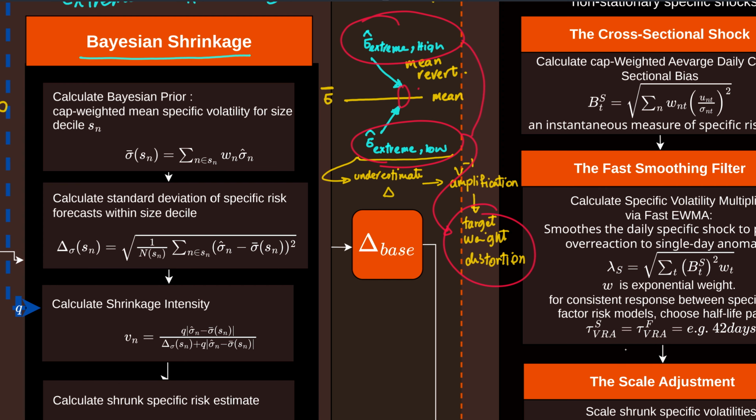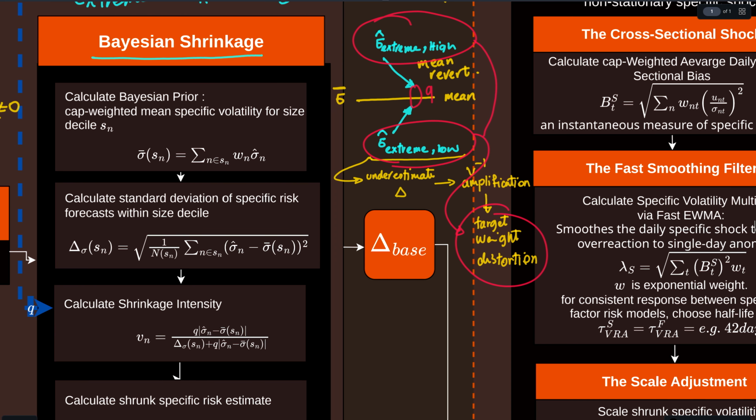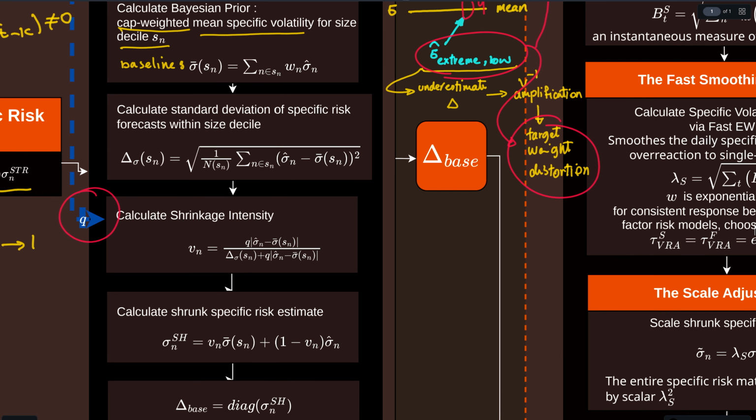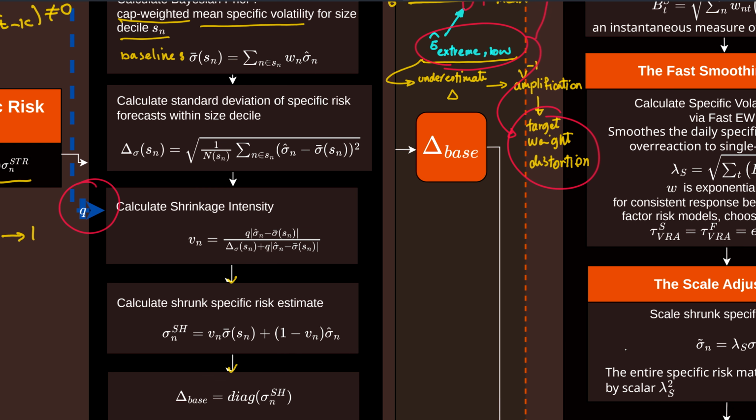And this is exactly why, back in the laboratory phase, we calibrated our Bayesian shrinkage parameter Q. Using this parameter, we segment the universe into peer groups based on market cap size deciles and compare each stock's forecasted volatility against the cap-weighted average volatility of its peer group. This will create the baseline for us. If a stock in that size bucket drifts too far away from that baseline, the shrinkage procedure gradually pulls the estimate back towards the group average.